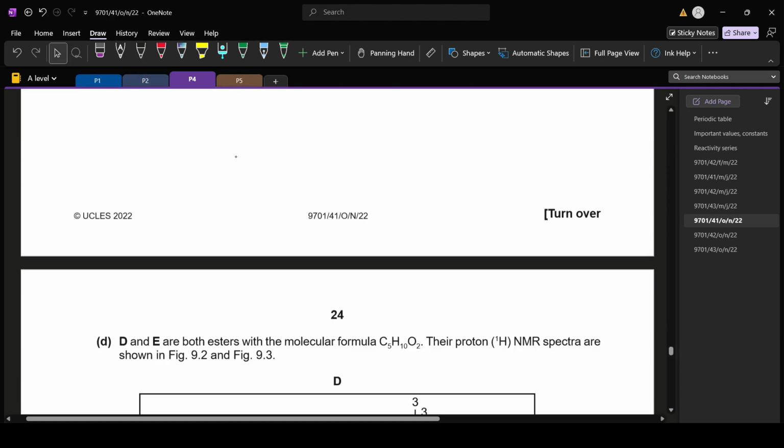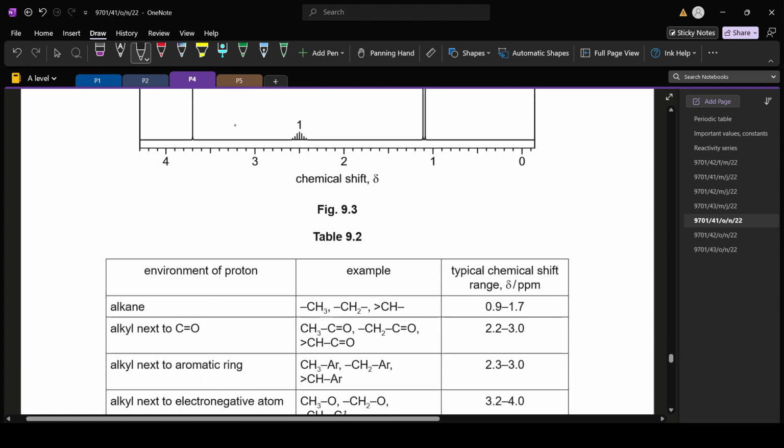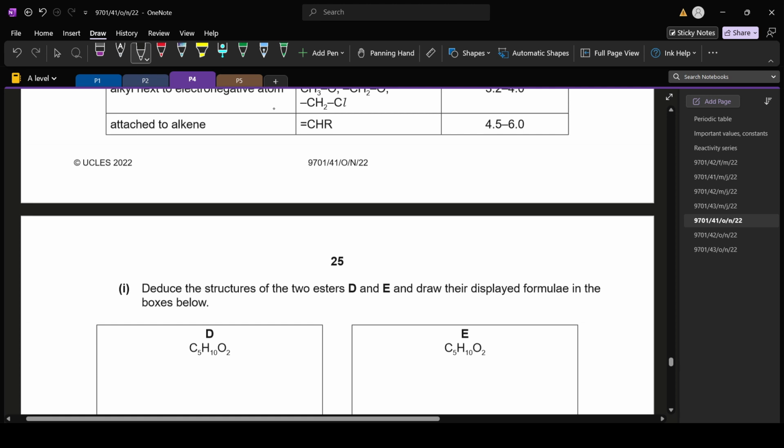Now moving towards the next part, part D. D and E are both esters with the molecular formula C5H10O2. Their proton NMR spectra are shown in figure 9.2 and 9.3. Now deduce the structures of the 2 esters. You have to deduce the structures of the 2 esters D and E and draw their displayed formula in the boxes shown.